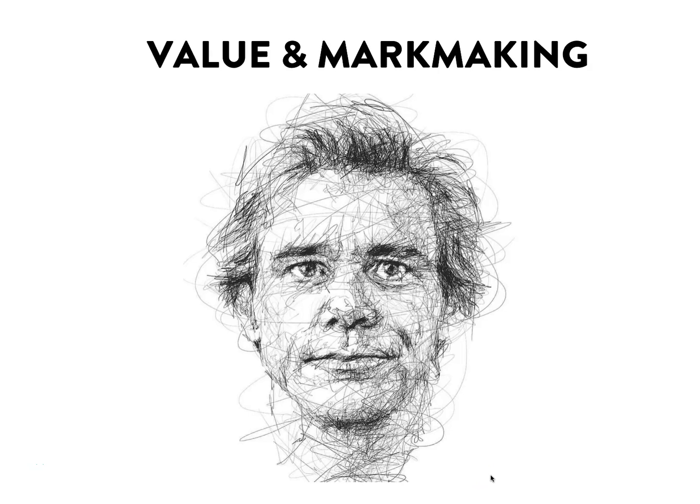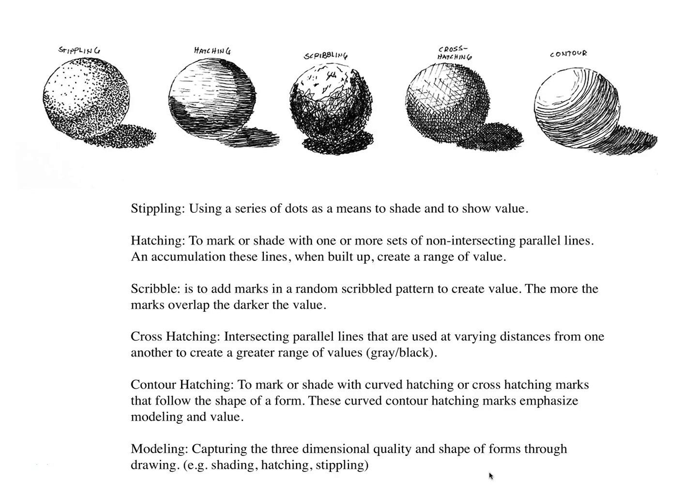Today we are looking at mark making, how mark making affects value, how when individual marks are clustered together that they can create a range of values. Obviously, as they're closer together, they're darker. As they're further apart, they're lighter. And I wanted to review the vocabulary that we had in our value unit earlier.